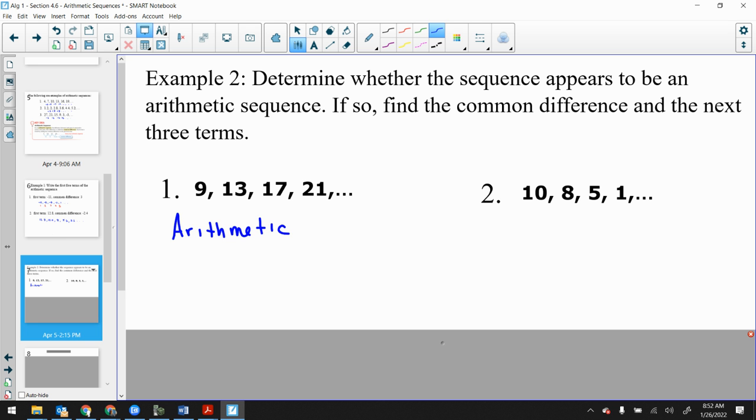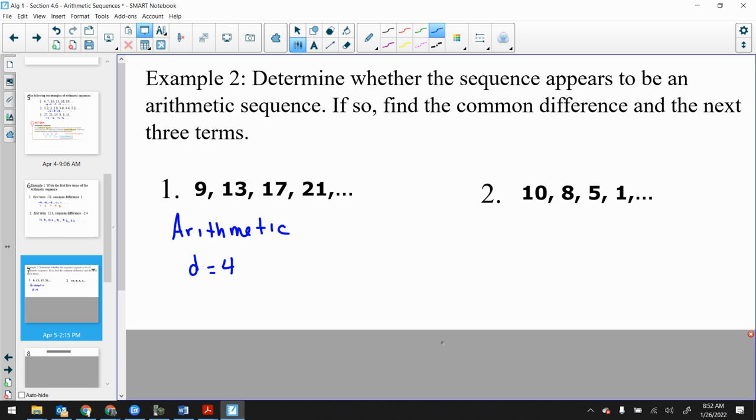And if it is arithmetic, it's telling us to find the common difference, and then the next 3 terms. What is the common difference here? Well, I think it's plus 4, right? Right, plus 4. But how do we know if it's arithmetic or not?